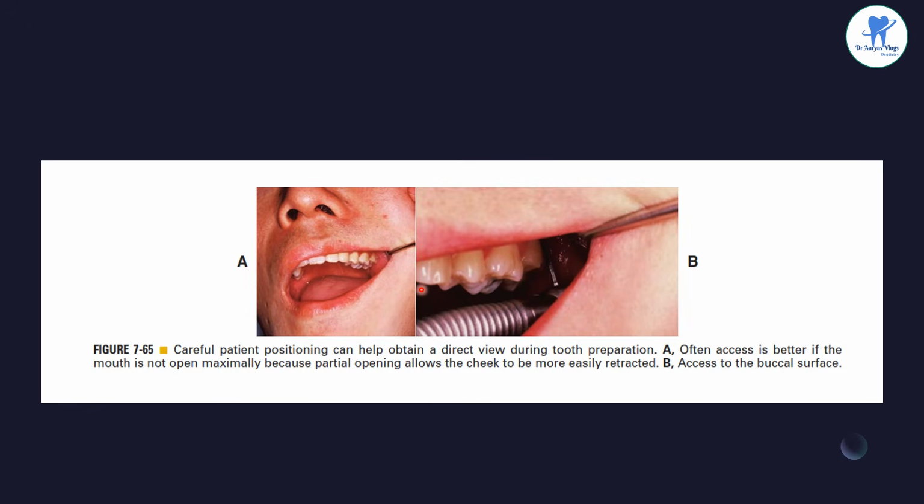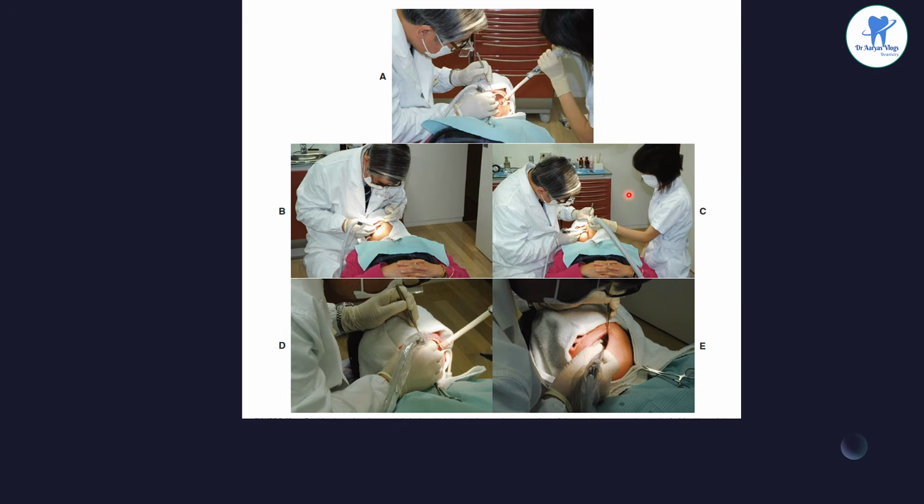Here, careful patient positioning can help obtain a direct view during tooth preparation. Often access is better if the mouth is not open maximally, because the partial opening allows the cheek to be more easily retracted. Here is the access to the buccal surface. And this is the positioning of the patient and right-handed dentist for tooth preparation of the maxillary posterior teeth.